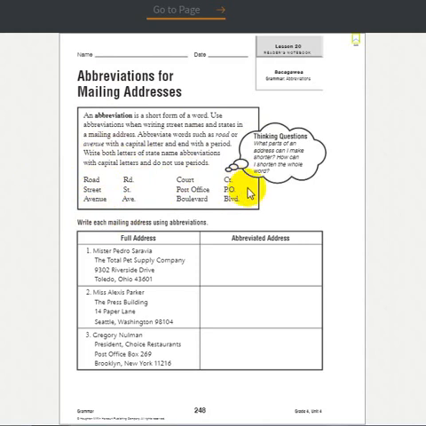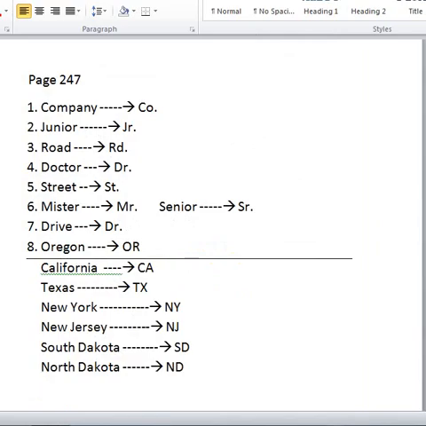And if you look at post office, it's a little bit different. Okay? Here in post office, it became P period O period. And the P and the O are capital, right? We got boulevard, BLVD period. Okay? So let's do these here in the box. And I'll do the first one together with you over here, okay? That was page 248, right?